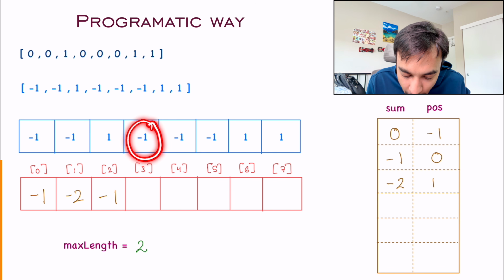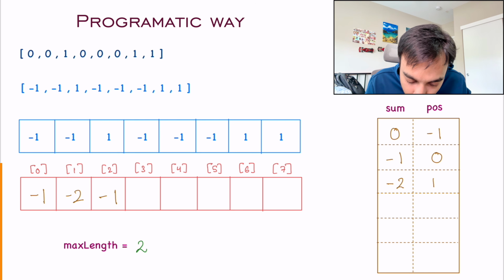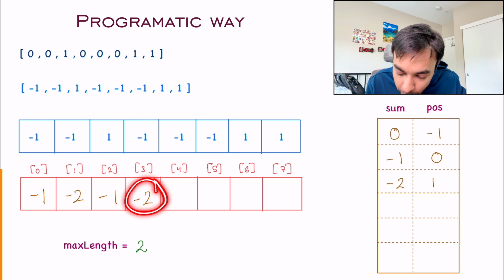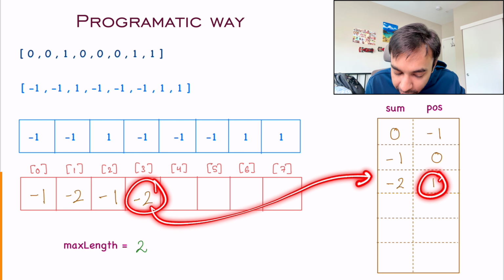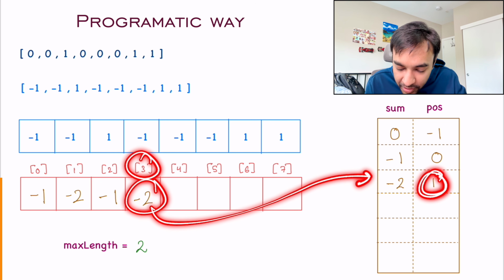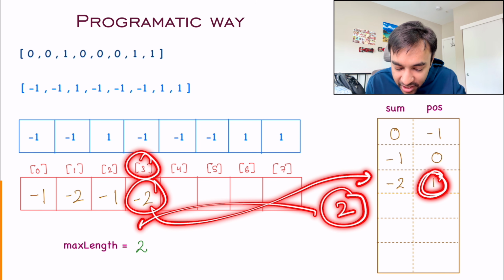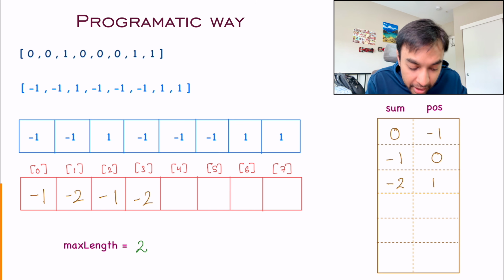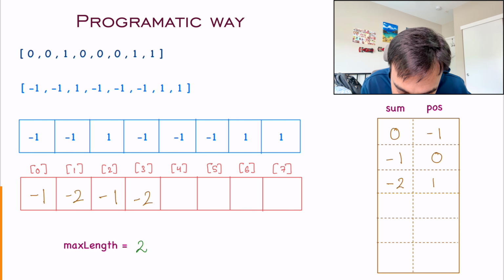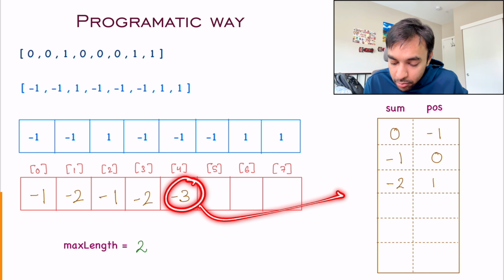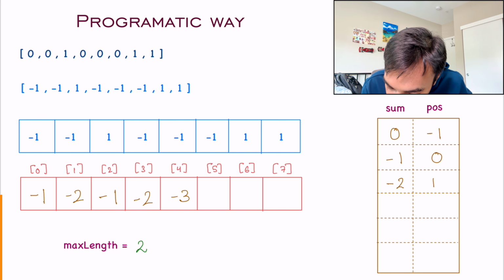Look at the next value now. It is -1 again. So -1, and that gives me a -2. Have I found -2 before? Yes, I found it at position 1. So to get the length of my window, I will do 3 minus 1, and that gives me a 2 again. My max length is already 2, so I don't have to update it. Move ahead now. -2 minus 1, and then I get a -3. Have I found the sum -3 before? No. So I can write down, I found the sum -3 at the position 4.